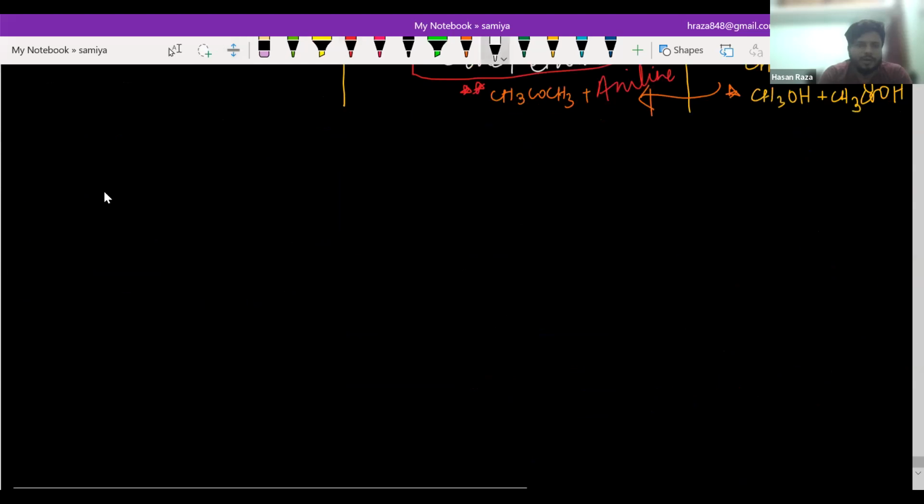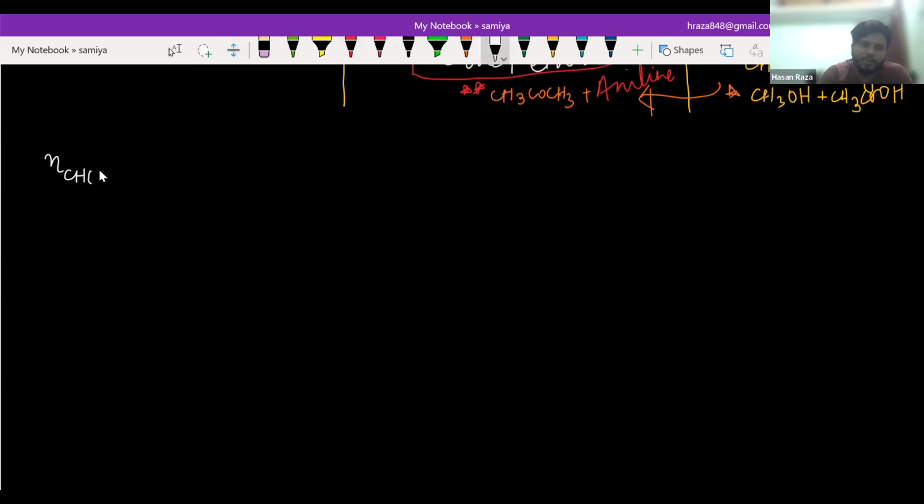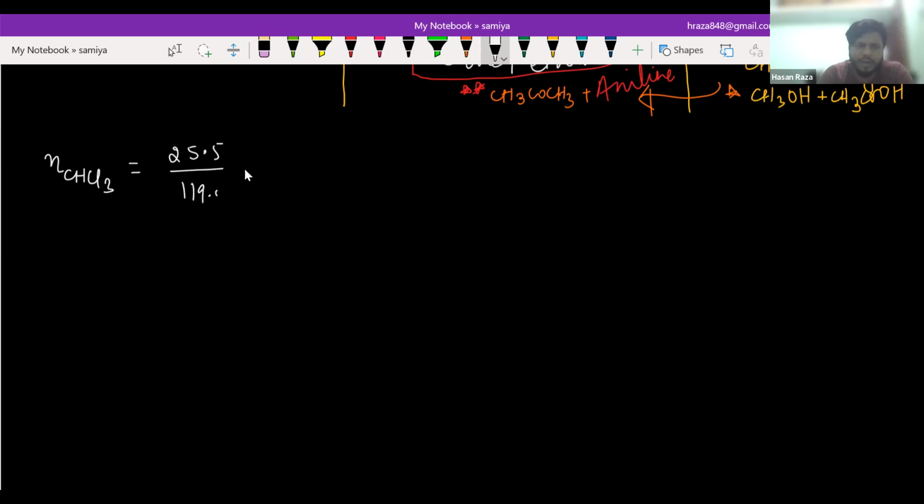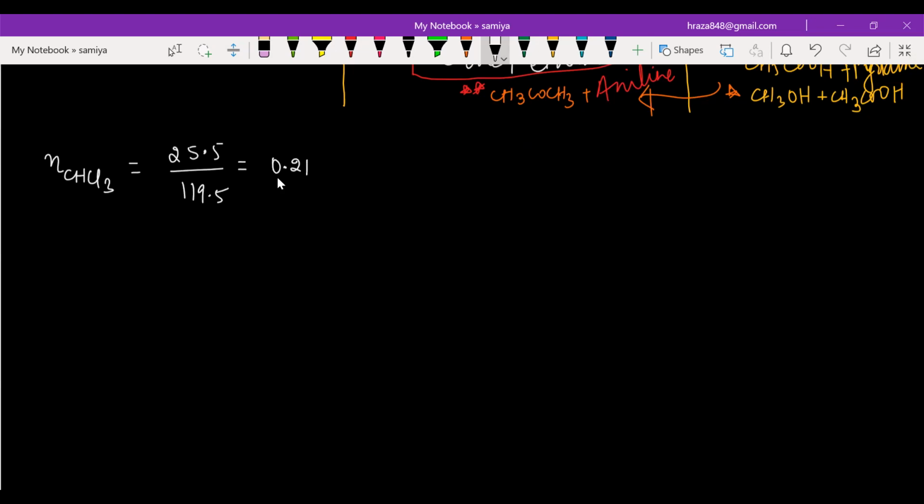Let me know the number of moles of chloroform. Given mass is how much? 25.5, right? And molar mass is also given, 119.5. If you divide it, it will be 0.213. 0.21 you can take.